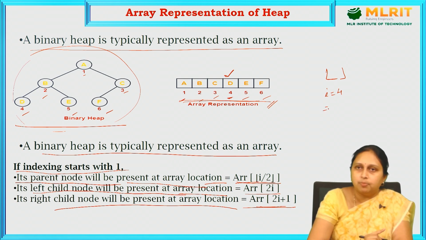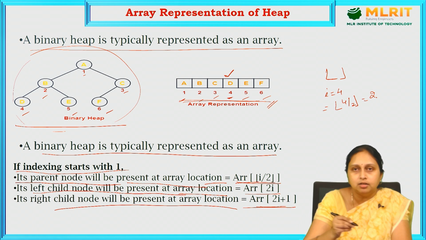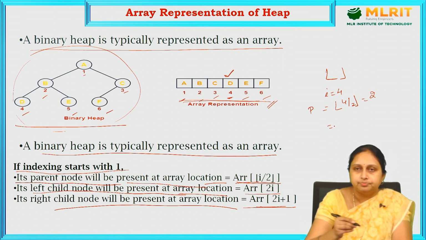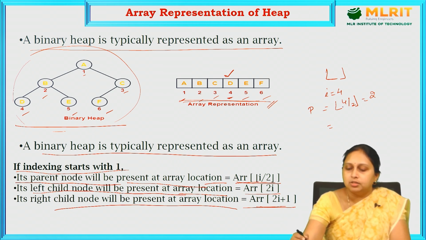First apply for parent node. What is the parent node? Array of 4 by 2 is nothing but you are going to get the 2 value. You are going to get the 2 value, that is the parent node. Okay. This is representing the parent node. Now I am going to take my I value. So now this is the parent node.